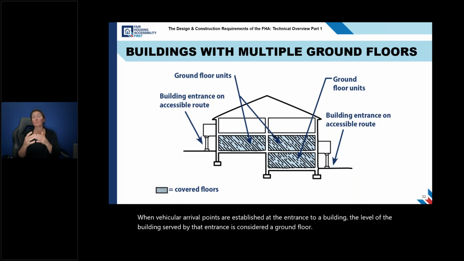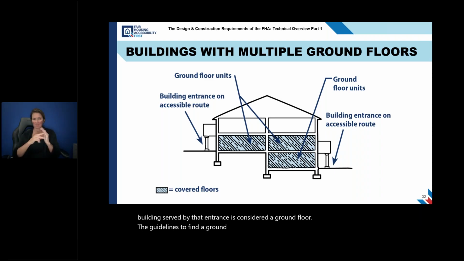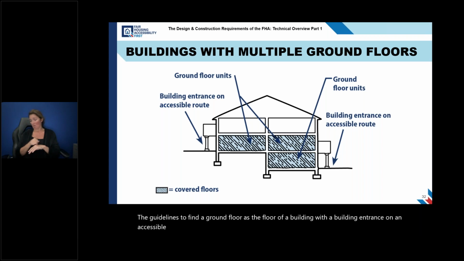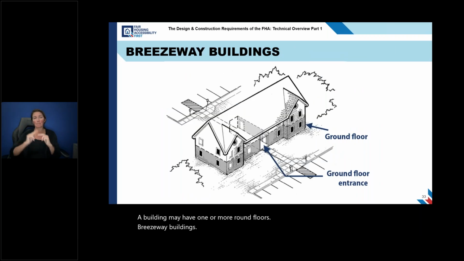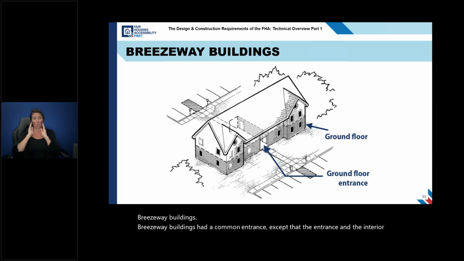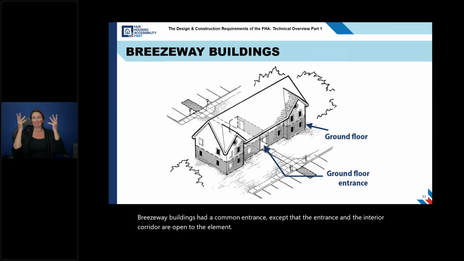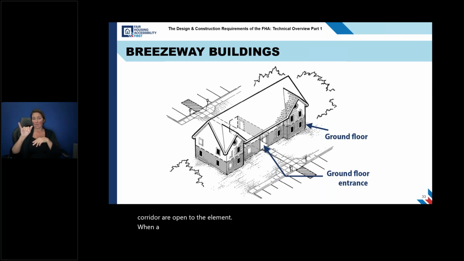The guidelines define a ground floor as the floor of a building with a building entrance on an accessible route. A building may have one or more ground floors. Breezeway buildings. Breezeway buildings have a common entrance, except that the entrance and the interior corridor are open to the elements. When a breezeway serving a cluster of covered dwellings has more than one entrance, at least one must be accessible.